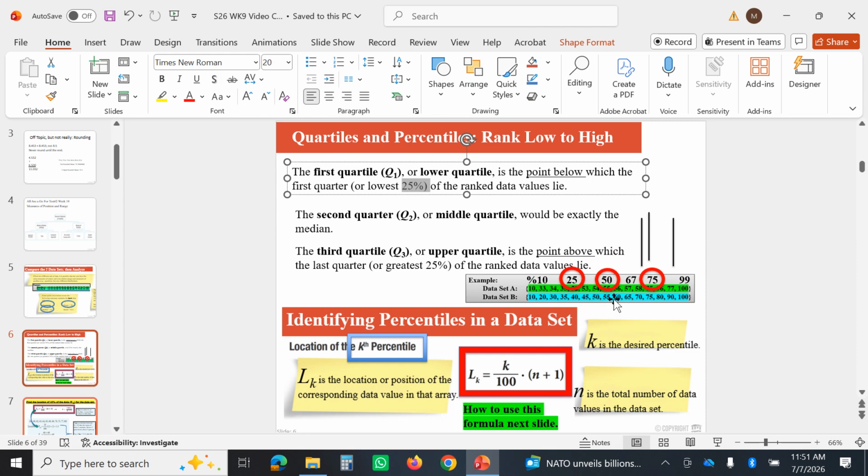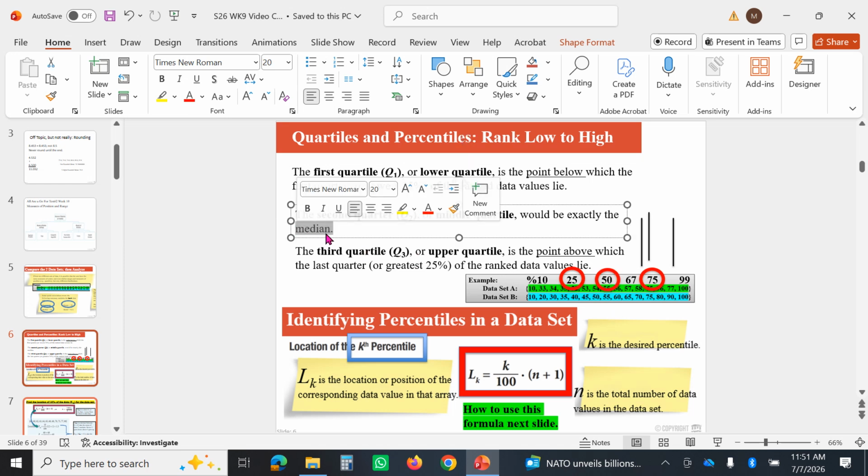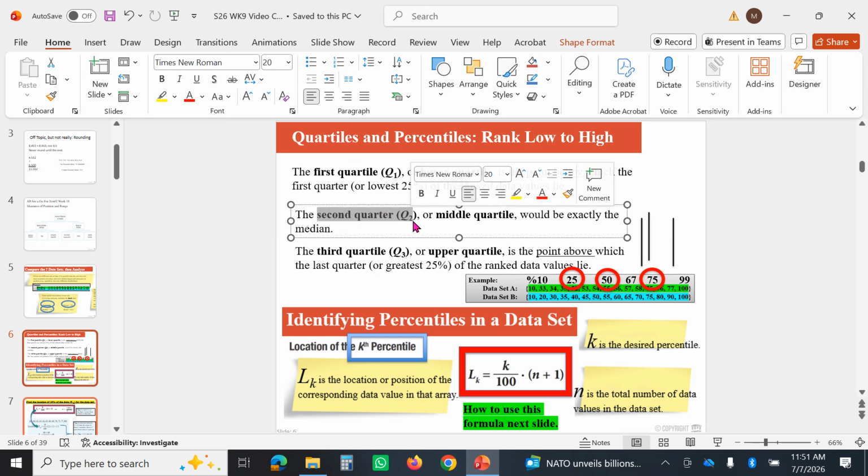Your second quartile, also known as the median: if you found the median, then you have found the middle of the data, which is the second quartile, 50%. 50% here, 50% there, that's your median. The third quartile, Q3, what we call the upper quartile, is your 75th percent. And what data value corresponds to Q1, Q2, Q3?